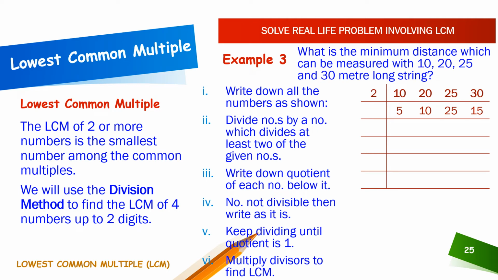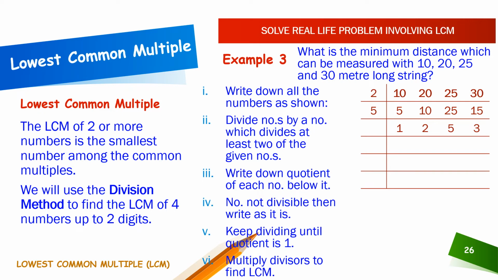First, divide each number by 2. 10 divided by 2 is 5. 20 divided by 2 is 10. Now 25 divided by 2 needs to be left, as 25 is indivisible by 2. And 30 divided by 2 is 15.